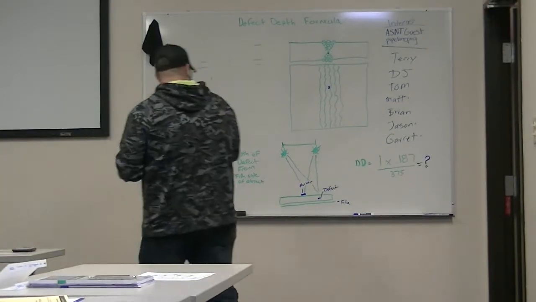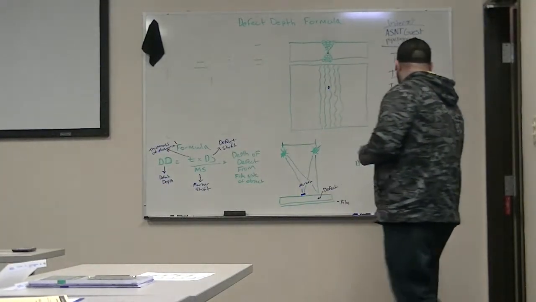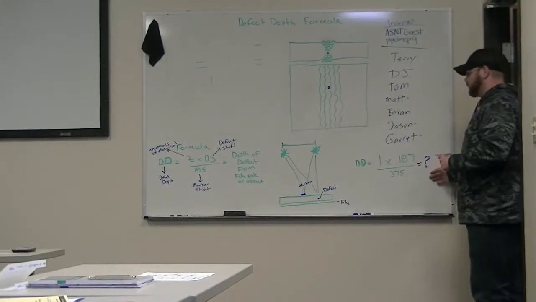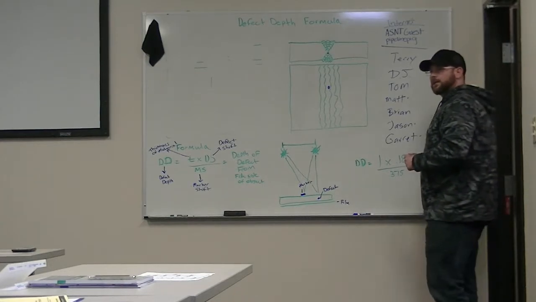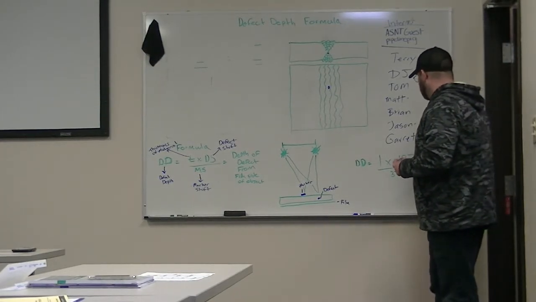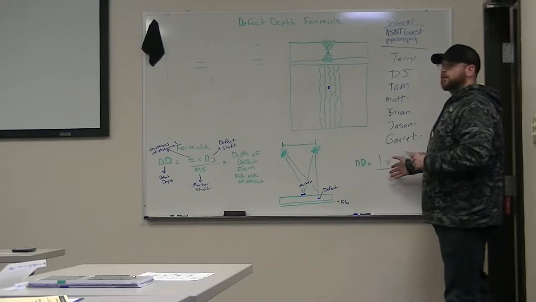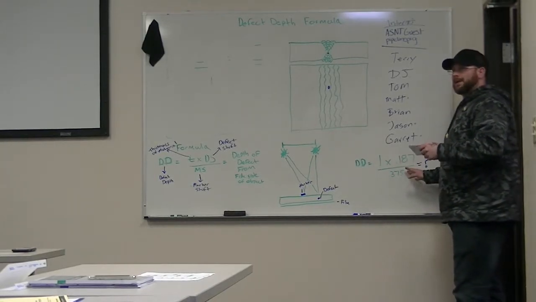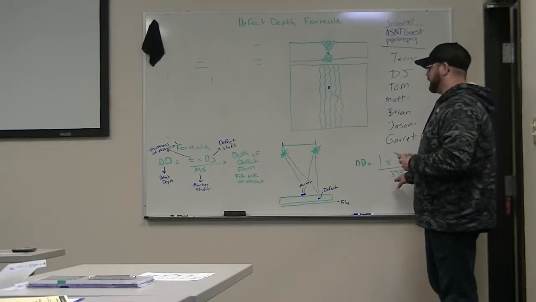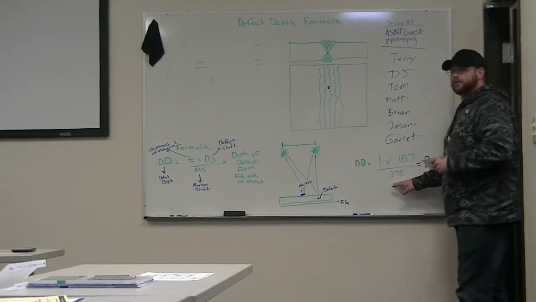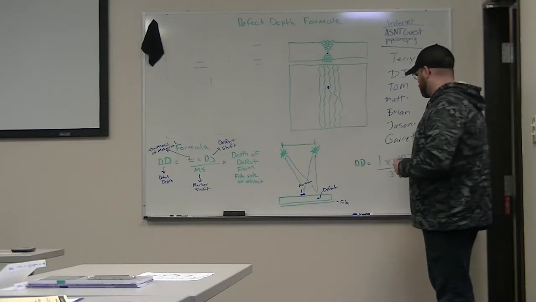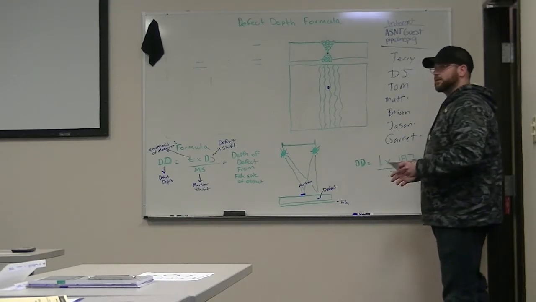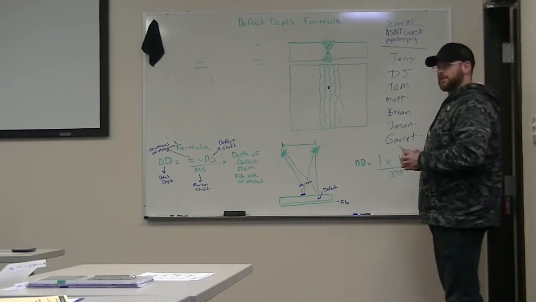So I'm going to go with example problem number 1 here. I'm going to do it with you guys so we're all on the same page. We have a material thickness of 1 inch, and the defect shifted 0.187 and the marker shifted 0.375 of an inch. So I'm going to give you guys a minute to calculate this example.